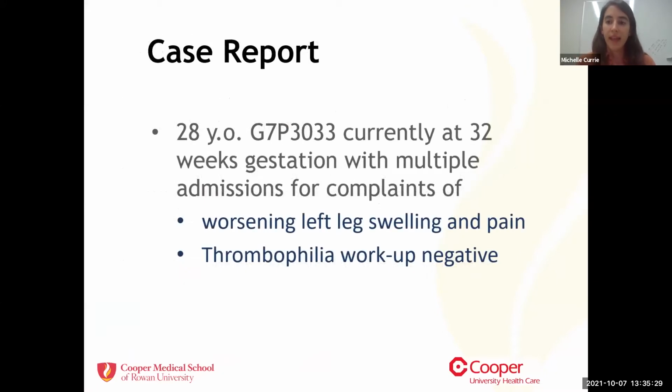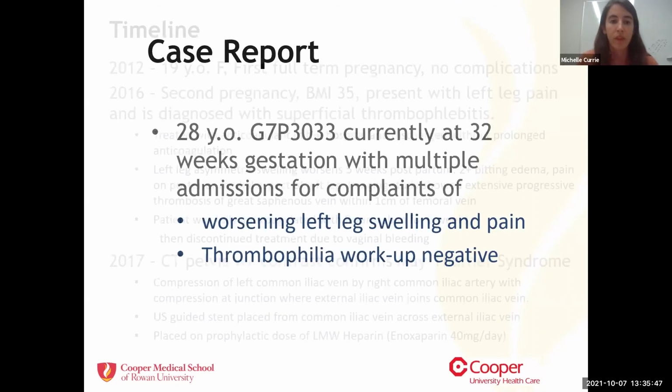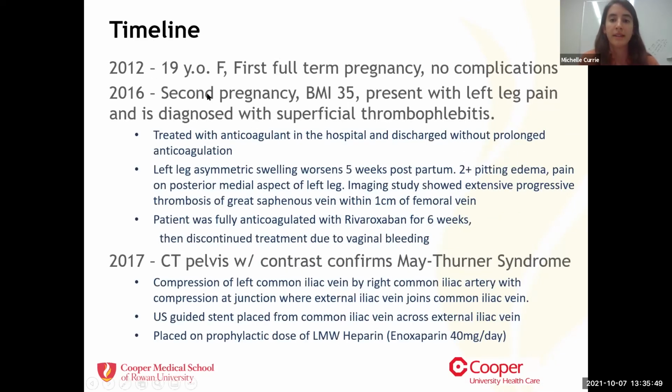So the case today that we're going to discuss is about a 28-year-old female. She's had 3 prior pregnancies and she's currently pregnant at 32 weeks gestation. She's had multiple admissions to the hospital for complaints of worsening leg swelling and pain. And a thrombophilia workup has been done and came back negative. So going back to her first pregnancy, there were no complications in 2012.